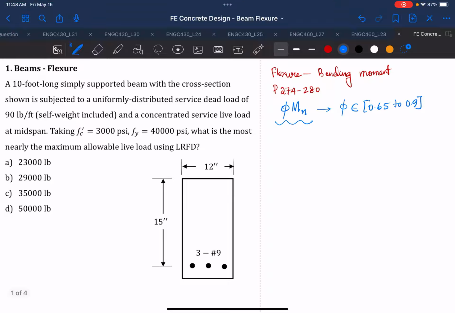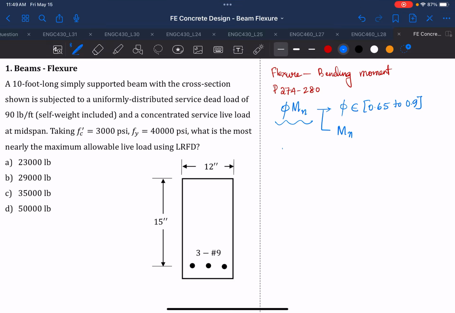Another thing is your Mn. Again, this is a formulation already given in your FE manual for calculating the moment capacity of your beam. You'll see that it is either a tensile force times the moment lever arm distance, or a compression force times the lever arm distance. So all these equations are given in your FE manual. You don't have to memorize them, but just know how to apply them.